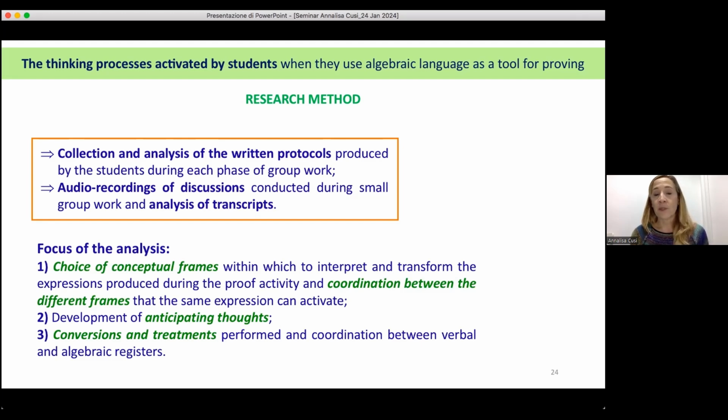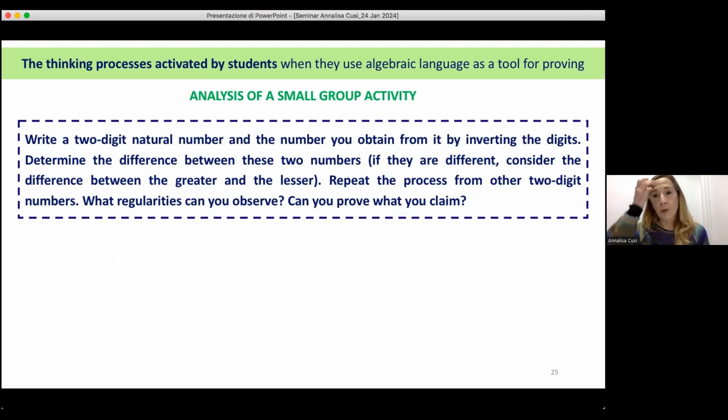That is the choice of conceptual frames that are activated by students to interpret or to transform expressions produced during the proof activity. I also looked at the coordination between different frames, the development of anticipating thoughts, and the conversions and treatments that are performed, in particular in relation to the coordination between verbal and algebraic registers. I'm going to present an example to show the kind of analysis that I performed.